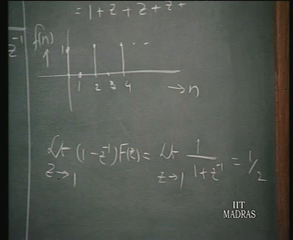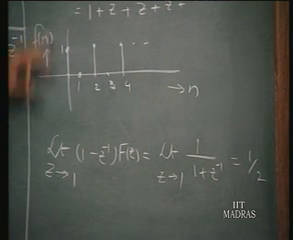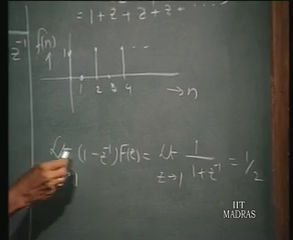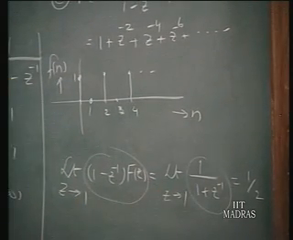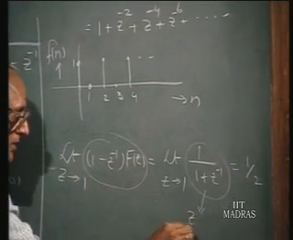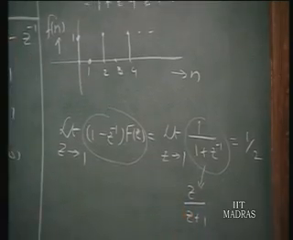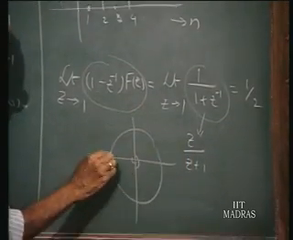The answer to this discrepancy is that the final value theorem does not apply to this case, because this function now has a pole at z equals minus 1. After all, 1 minus z power minus 1 times f of z is equal to z upon z plus 1. So this function has a 0 here and a pole at minus 1.